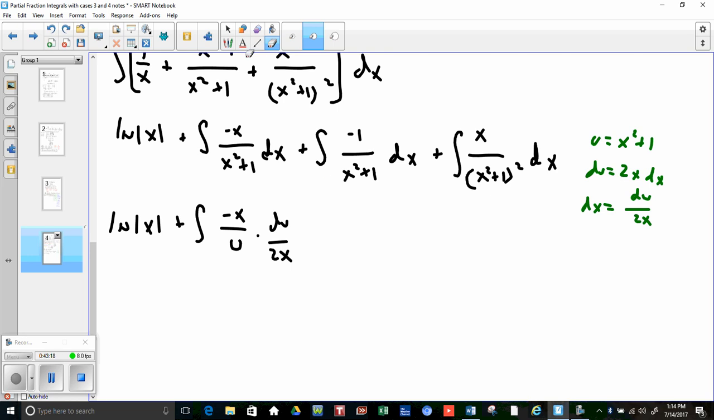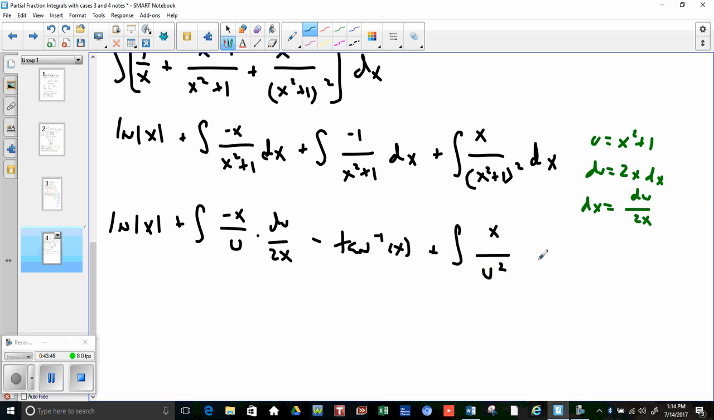That'll work out nicely. This one right here, I can pull the -1 to the front of the integral because it's a constant. When I do that, it really just leaves a 1 right here. So that makes this negative, which is what I have here, and it makes this positive by pulling the negative out. 1 over x squared plus 1 is just the inverse tangent of x. And then this one right here, same u substitution, is going to become x over, in this case, u squared times du over 2x. All right, these x's will nicely divide out.